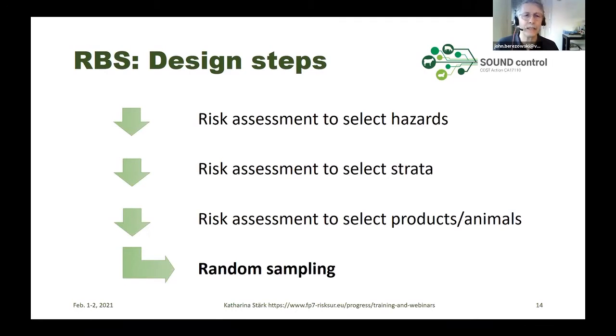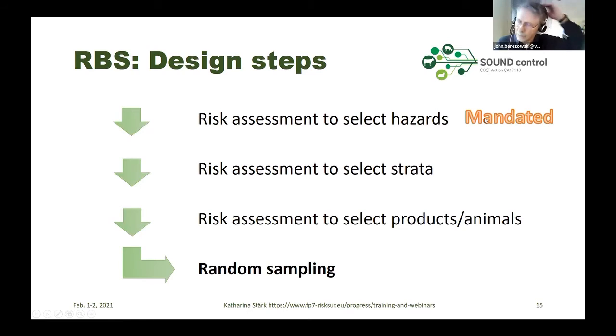The design steps for risk-based surveillance are first to use risk assessment to select hazards, then to select the strata that you want to sample at. Often we will use risk assessment to select the type of products or the type of animals. But in the final strata, where we sample at the smallest level, we should always do random sampling. It can't be convenience sampling.